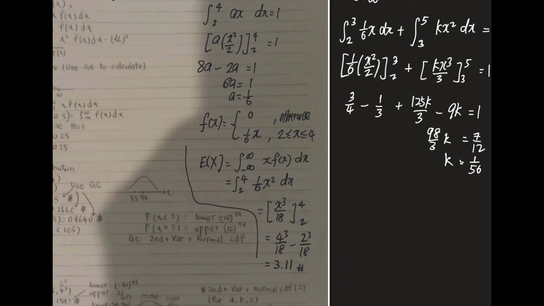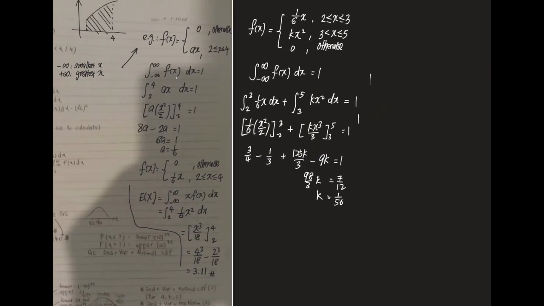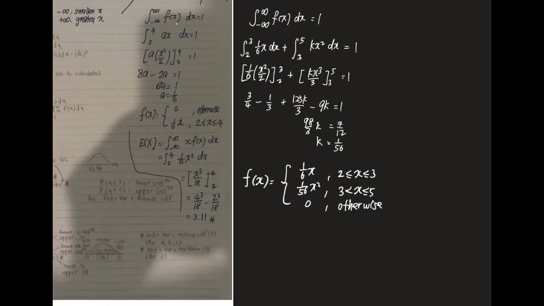If I have two f(x) rules over here, then how to find the mean? Let's take a look. I found the k already, right? So I just substitute the k back into the function. I write it again: my f(x) is now 1 over 6 x squared for 2 to 3, 1 over 56 x cubed for 3 to 5, and 0 otherwise. Now this is my function, where the information is enough to find the mean.